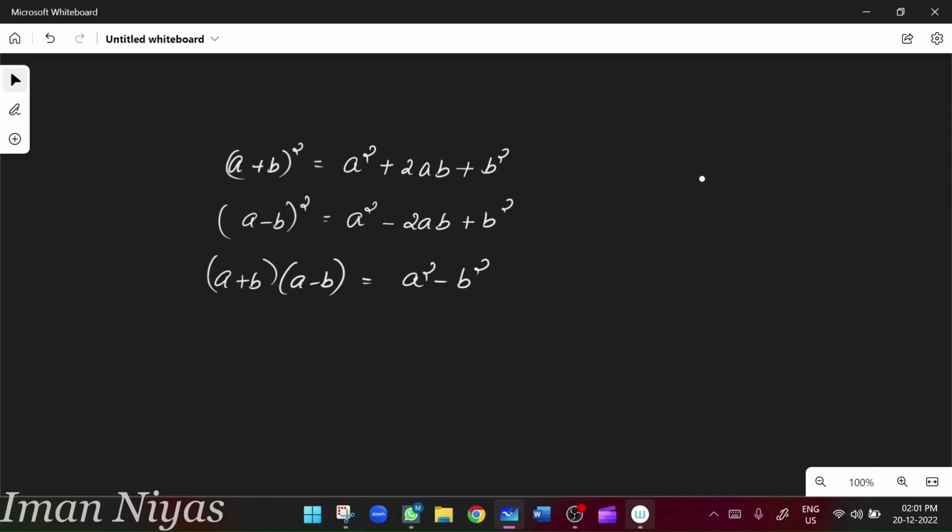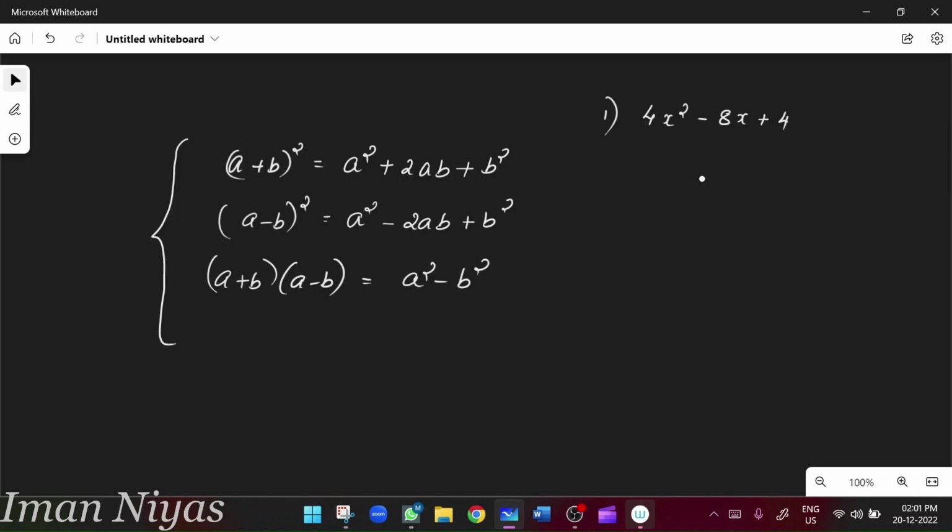So today in this video we are going to discuss how to find the factorization by using these three identities. Okay, so let's see an example for this. The first question I'm going to give you is 4x squared minus 8x plus 4. So how can we do the factorization of this expression?